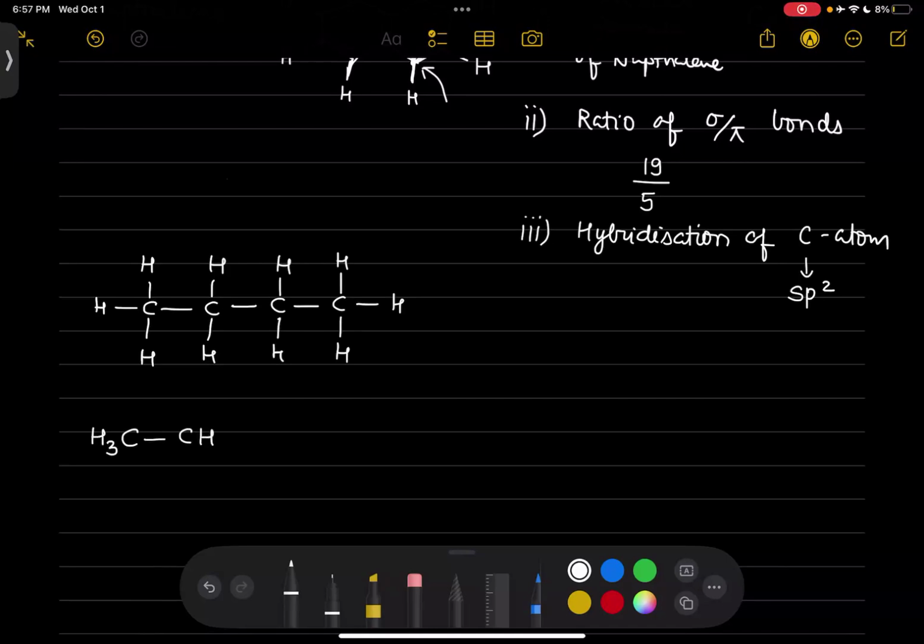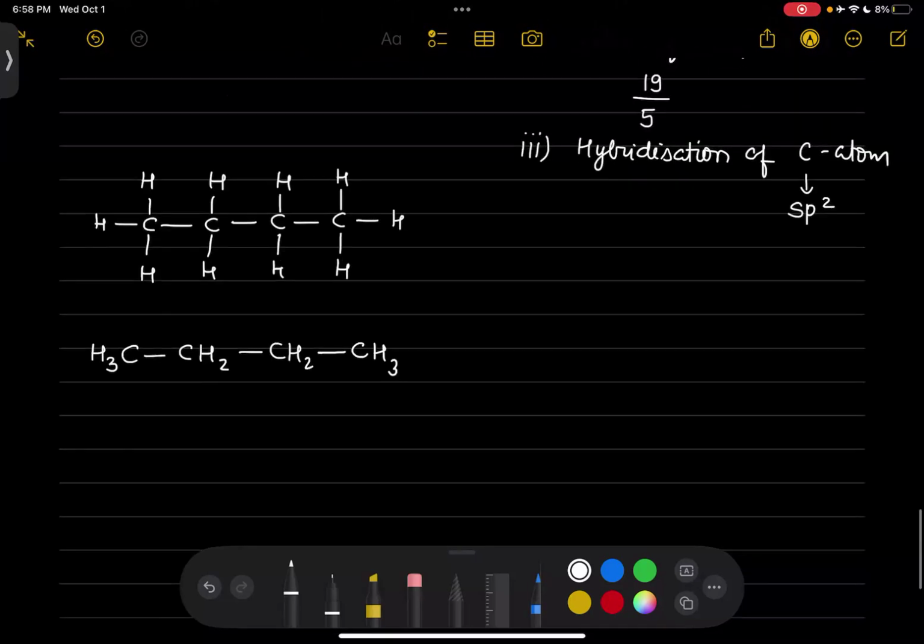What I can do is collect the atoms which are of the same type together and write them collectively as numbers, CH3, CH2, CH2, CH3. This is the condensed way of writing. Condensed structural form. Got it?